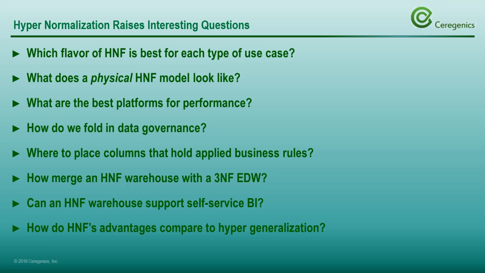How do we incorporate data governance objects in a hypernormalized data model? Where should we place columns that are going to hold derived columns that are the result of applied business rules? How should we merge a hypernormalized schema in with a third normal form enterprise data warehouse that already exists? Can a hypernormalized warehouse support self-service BI? And finally, how do the advantages for hypernormalization compare to those of hypergeneralization?